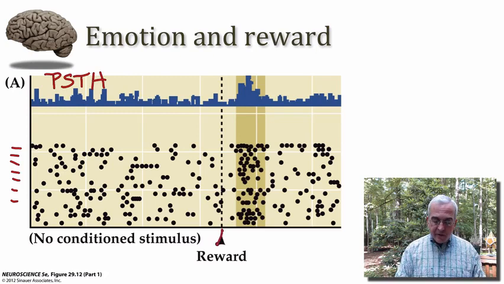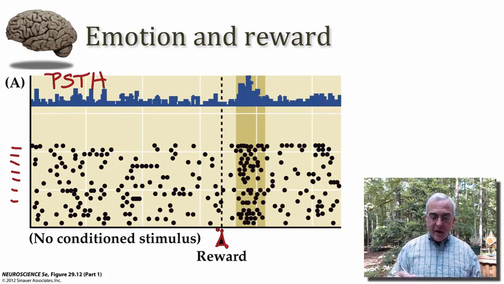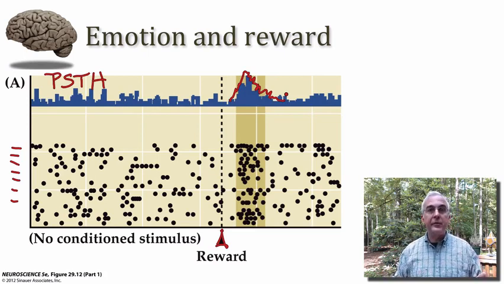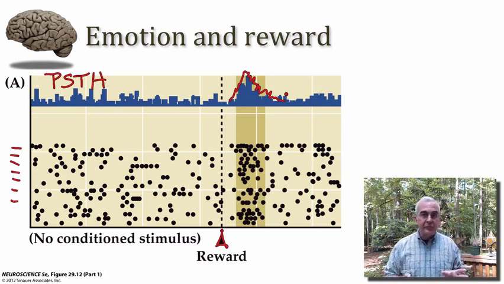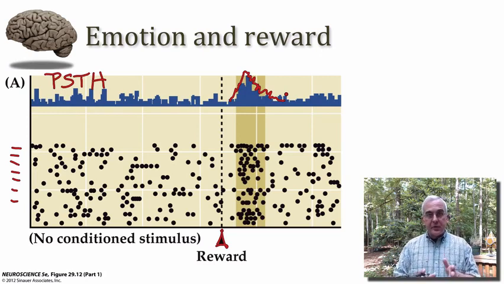Now, at the arrowhead down below, we have the introduction of a reward. Now, this is unexpected to the animal, so this is a pleasant surprise, if you will. So with that pleasant surprise, we have a marked increase in the activity of this ventral tegmental area neuron. And so this neuron is now releasing dopamine in the striatum after the presentation of this unexpected reward.